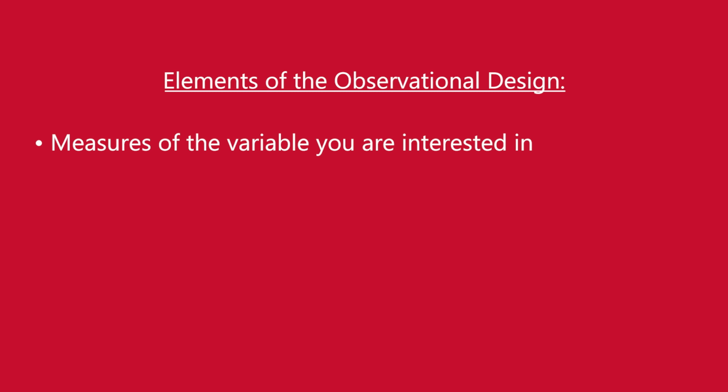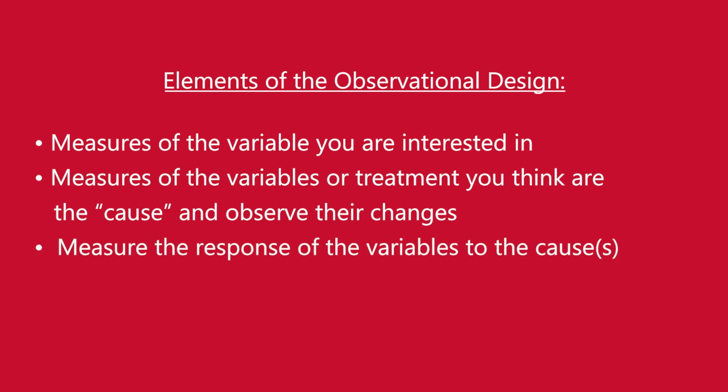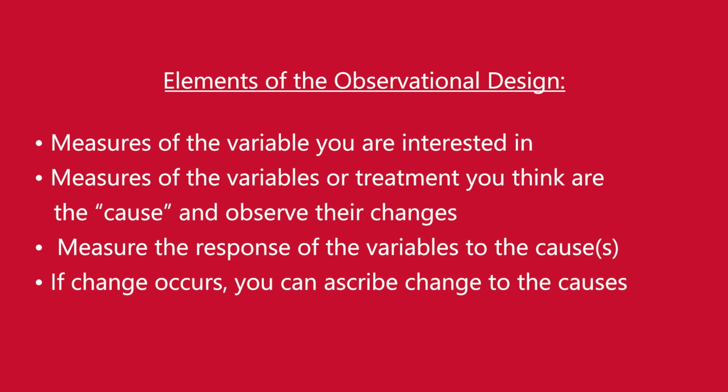But first, consider the specific elements of the observational design. You possess measures of the variable you are interested in. You possess measures of the variables of treatment you think are the cause, and you can observe their changes. You measure the response to the variables you are interested in to the causes. If change occurs, you can ascribe changes to the causes.